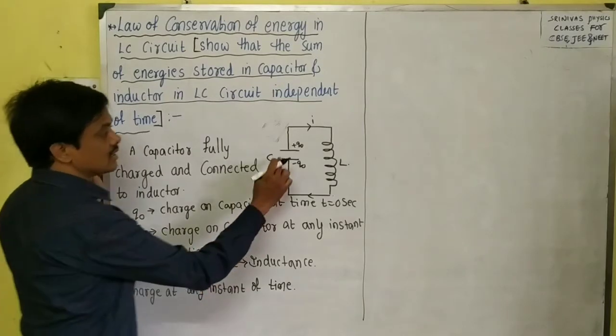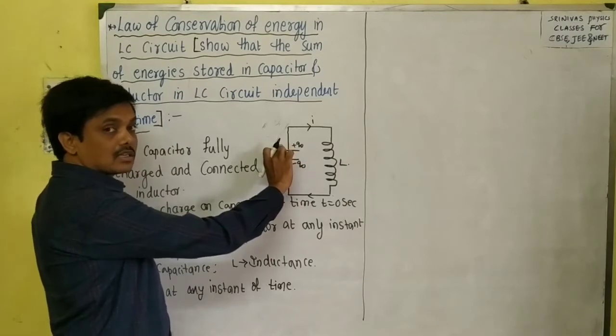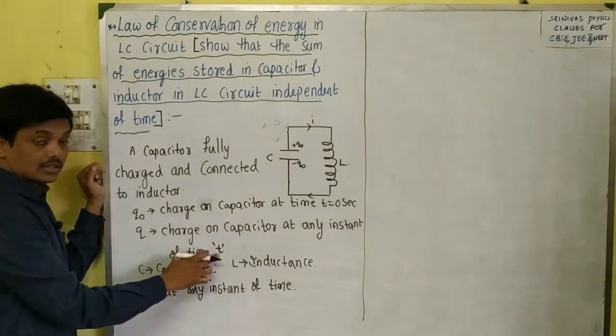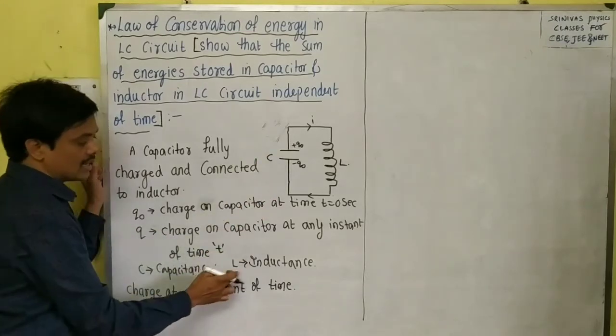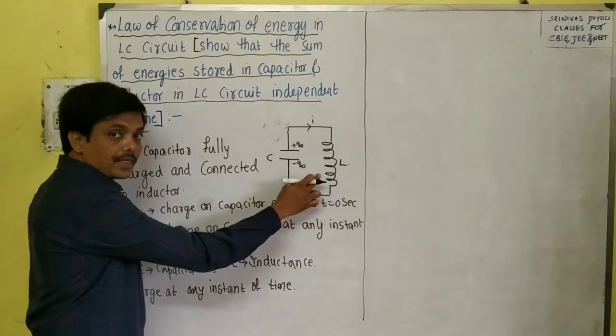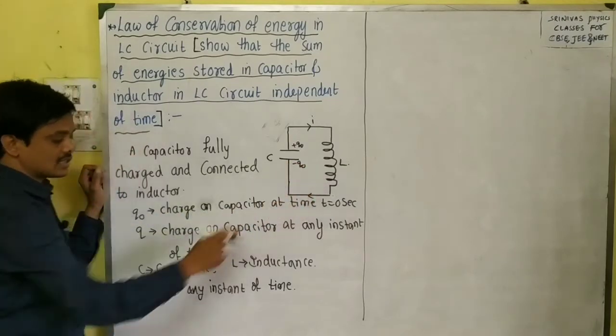The charge in the capacitor decreases because the capacitor starts to discharge. At any instant the charge we can consider at time t. C is the capacitance of the capacitor, L is the inductance of the inductor. An inductor means a solenoid, any coil with large self-inductance.